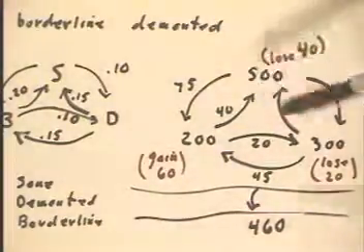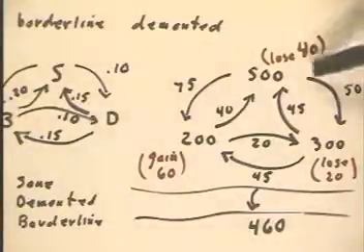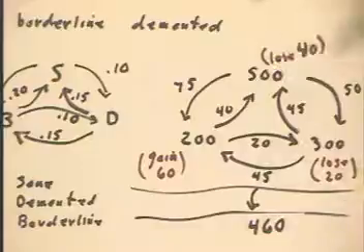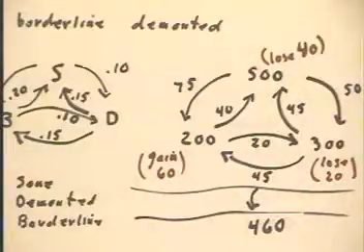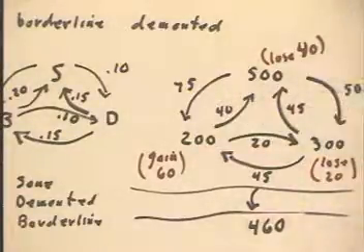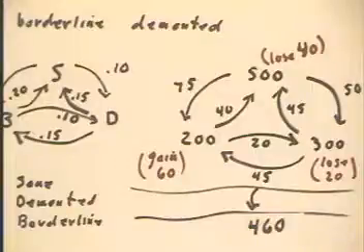We see that the sane has a net loss of 40. That is, we're losing 50 and 75, gaining 45 and 40. That means we're losing 125, gaining 85. Means we're losing 40. And we again calculate the gains and losses for the borderline and demented population in a similar manner. And we see then that if we lose 40 of the 500, we'll have 460.